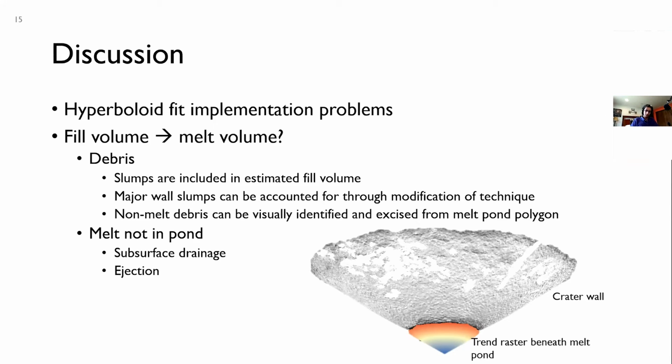So what you've got pictured there on the bottom right is sort of a side profile of a crater that had a hyperboloid, or specifically a cone, fitted to it. So crater wall on top, and then the rainbow bit is the trend raster of the cone that was fitted to the walls, extending beneath the melt pond. So it looks a lot more robust than the paraboloid fit.